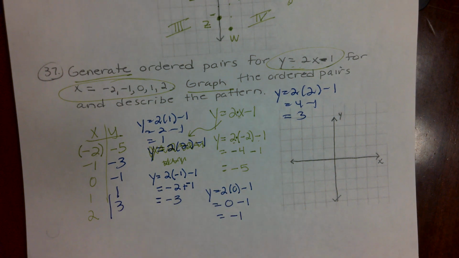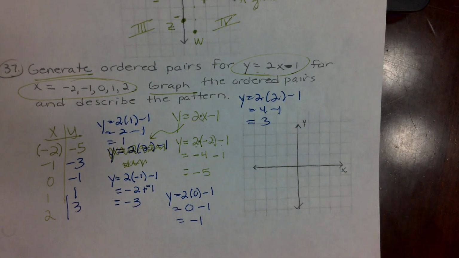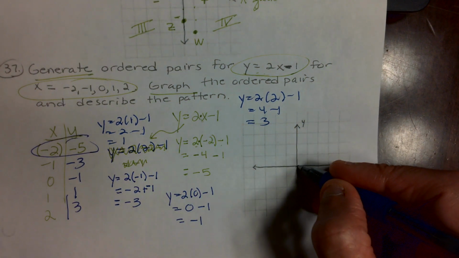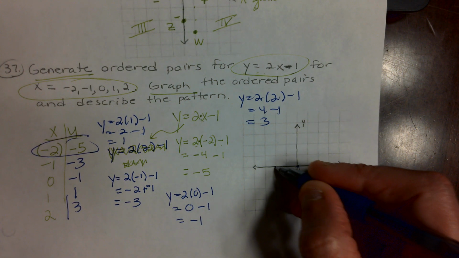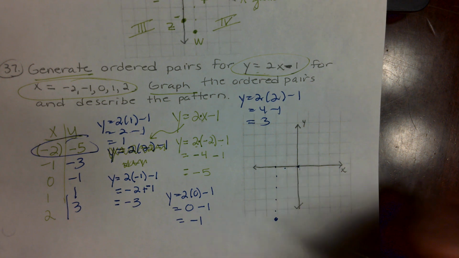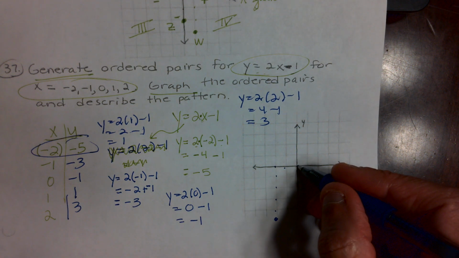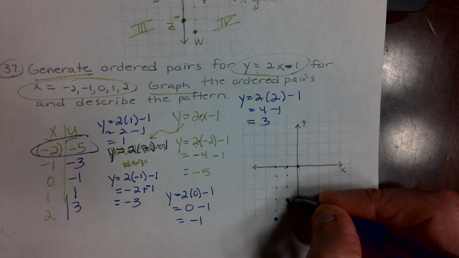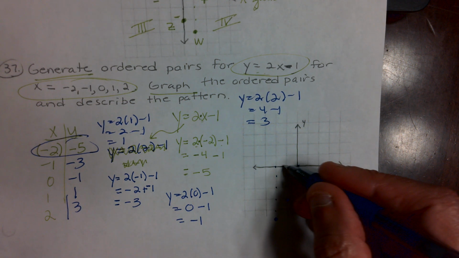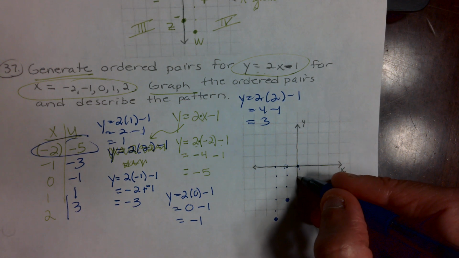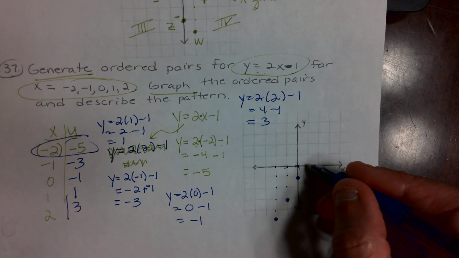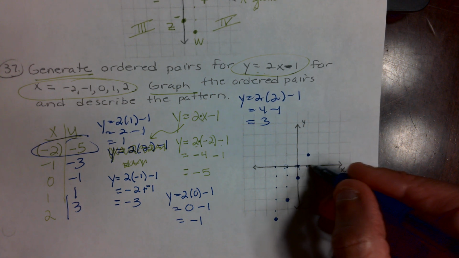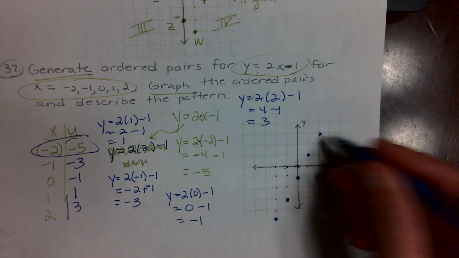So now we can graph these, okay? So negative 2, negative 5. So I start in the middle, right here. Negative 2, negative 5. Negative 1, negative 3. 0, negative 1. So 0 this way, negative 1. 1, 1. 2, 3. 1, 2, 1, 2, 3.